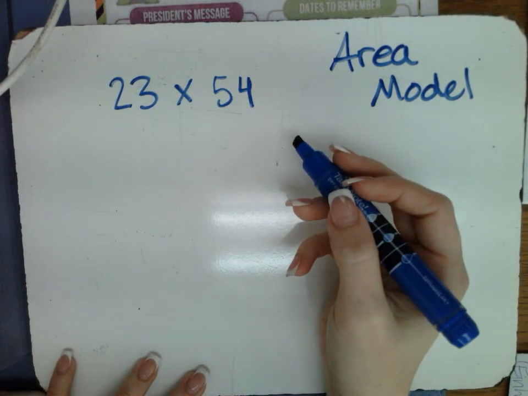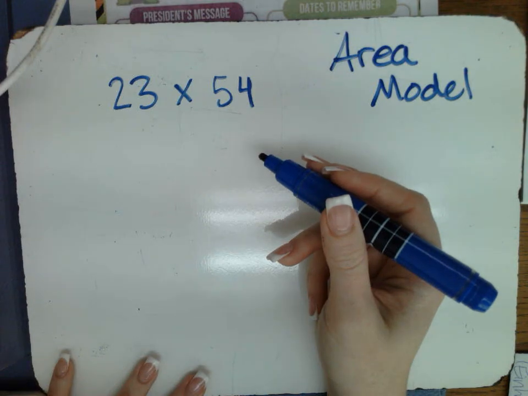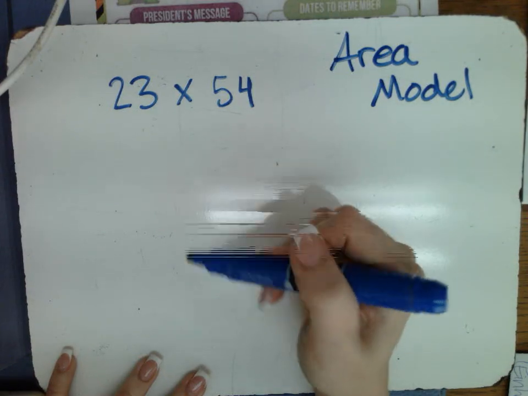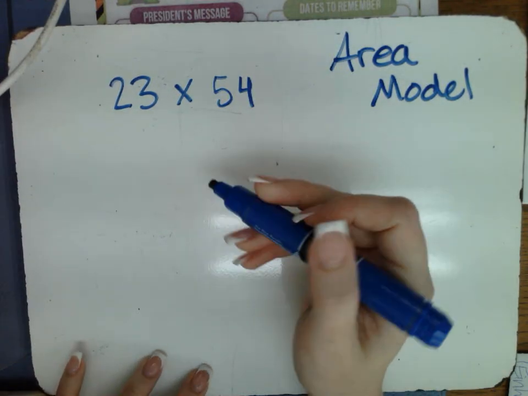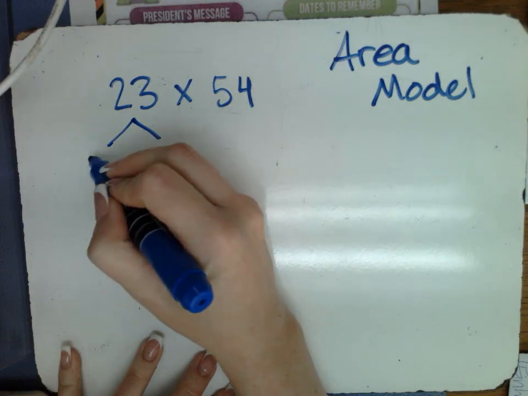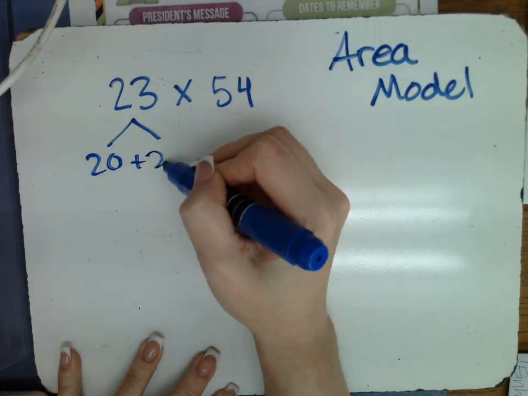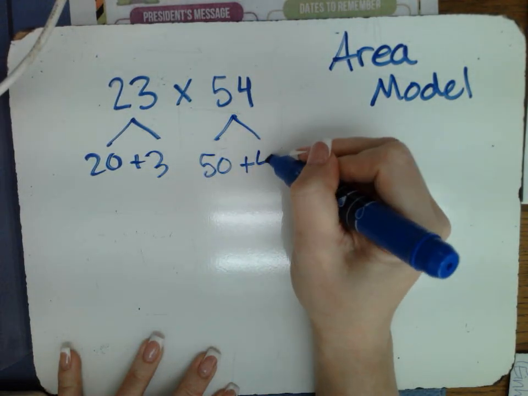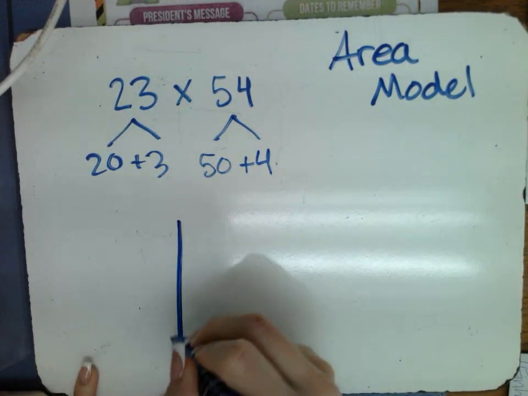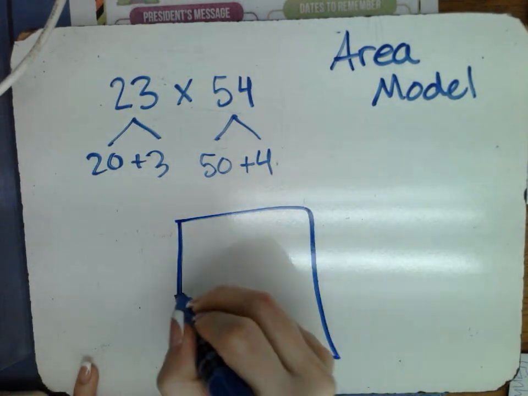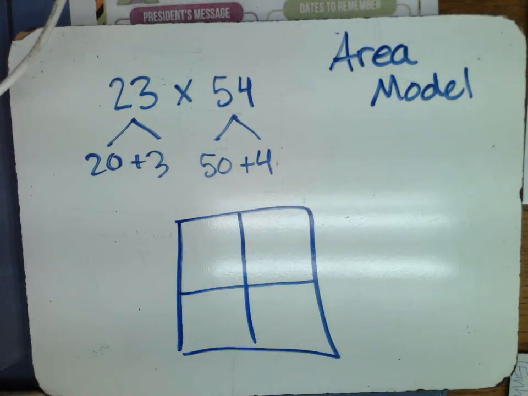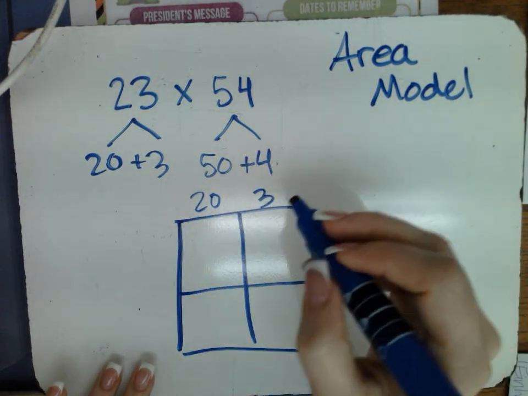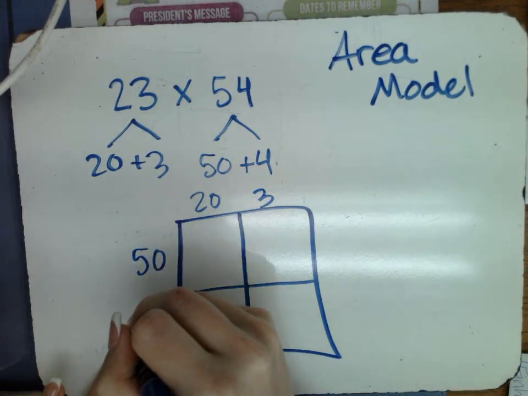So we just set this one up the same way that we would set up our 4-digit by 1-digit, except we just add another row or another column. So 23, we expand that number into 20 plus 3, and then we expand 54 into 50 plus 4. When we make our box, we just have 2 rows and 2 columns. And then I write my factors up on the side in expanded form.